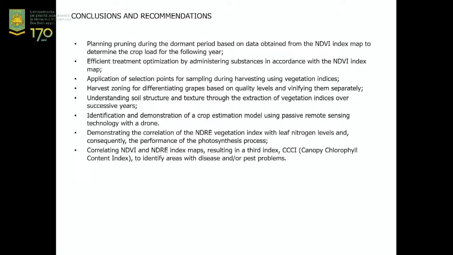The drone that I use also has a second vegetation index, which I want to use in the future. It's NDRE, a vegetation index that is correlated with foliar nitrogen and also with photosynthesis, which is very important because if photosynthesis doesn't work, I have information that there are some problems there.